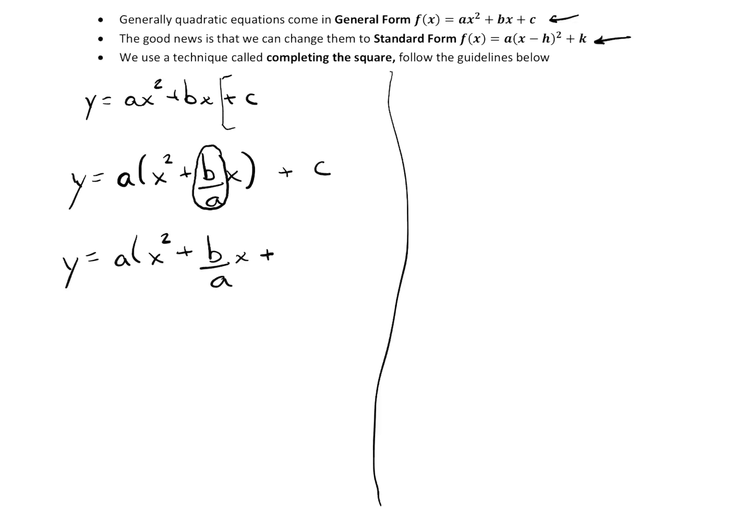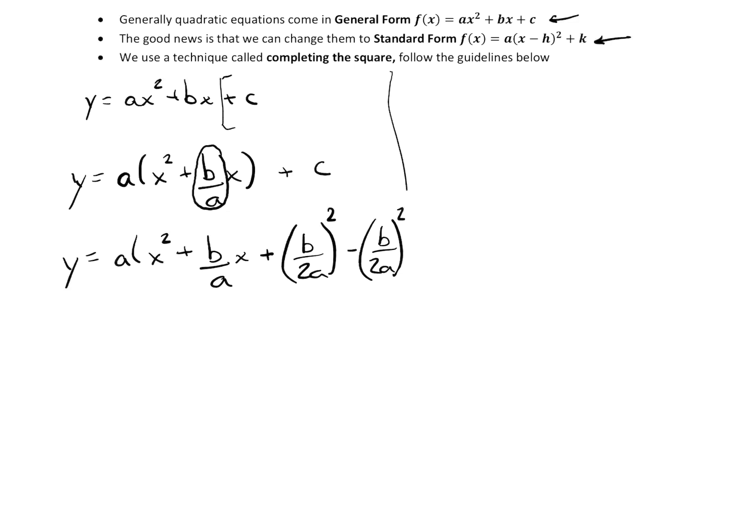Now I'm going to add, so I'm going to divide it by 2. So b over 2a squared. I'm going to add it, and I'm going to subtract it. Now what I'm going to have to do here is just make a little bit more space. I'll come back to this after.